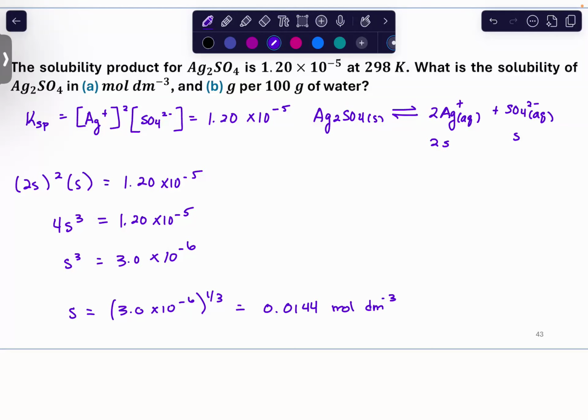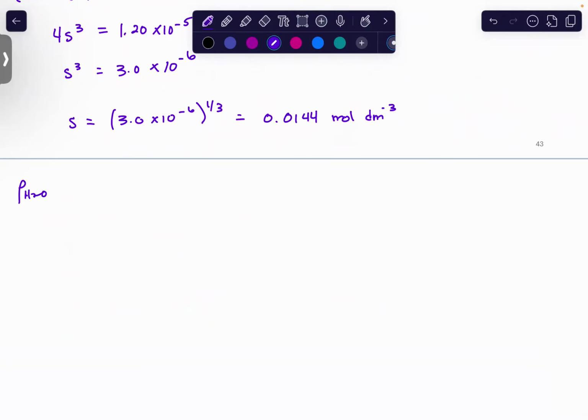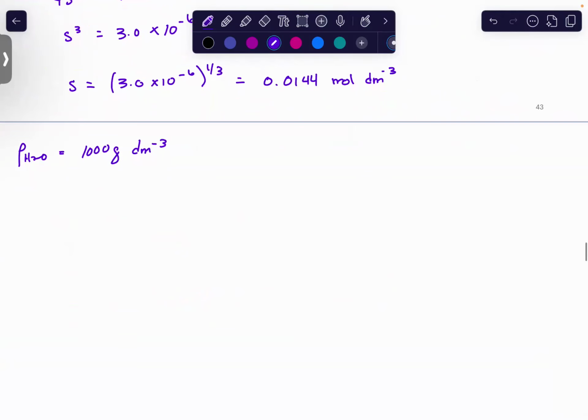Okay, so now we have the solubility. Now we need to change this into grams per 100 grams of water. So one thing we can know is the density of water is going to be 1,000 grams per cubic decimeter. All right, so let's take our 0.0144 cubic decimeter.